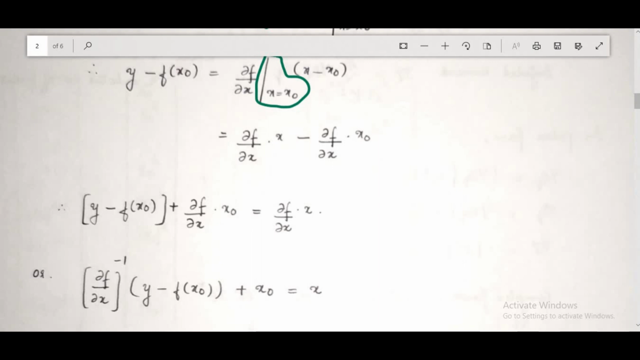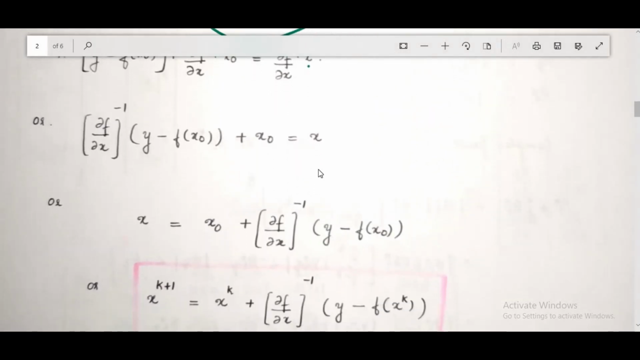So again you can write it as we are shifting this term to this side. We'll be getting y minus f of x0 plus dou f by dou x into x0 is equal to dou f by dou x into x. Okay. Now from this, what I want to know is this x. So how can you write x is equal to? You can write x is equal to dou f by dou x inverse into y minus f of x0 plus dou f by dou x inverse into dou f by dou x into x0, so that dou f by dou x got cancelled and here you got it as x0.